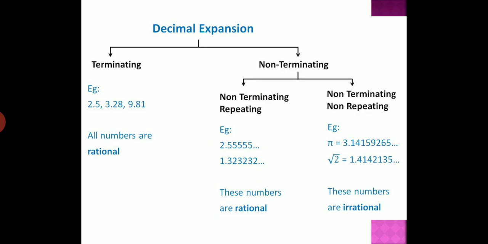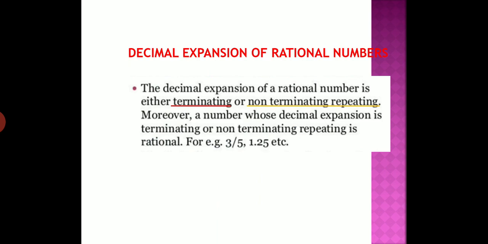The next case, non-terminating, non-repeating. So here you see pi, 3.14159265. Here that number does not terminate, also it is not repeating. Then the numbers are irrational numbers. These you have already studied. So the decimal expansion of a rational number will be either terminating or non-terminating, repeating.